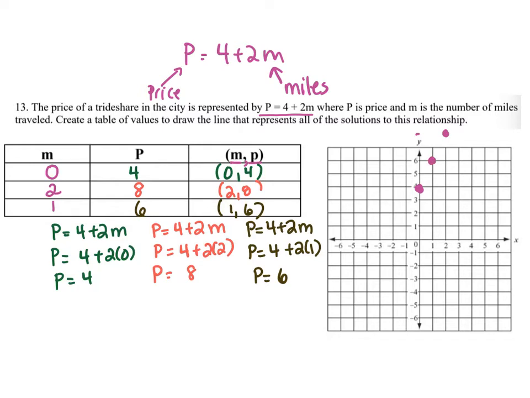And I make those points so that I can see them, and then I attach them with a line, and the line, again, tells me all of the possible combinations for this situation. So if I wanted to know when I travel half a mile, what the price would be. If I want to travel 5 miles, I can go up to the equation.